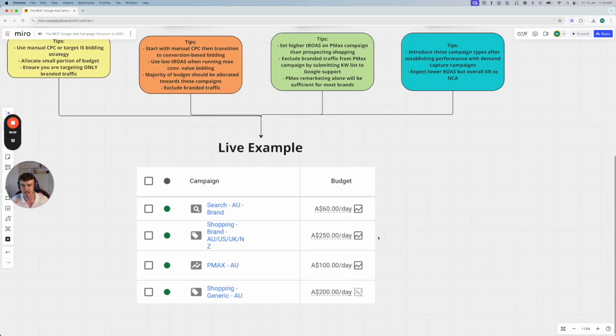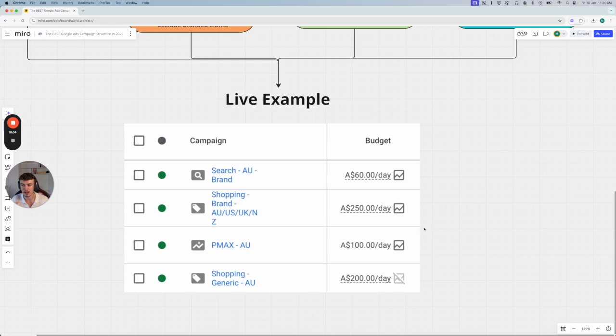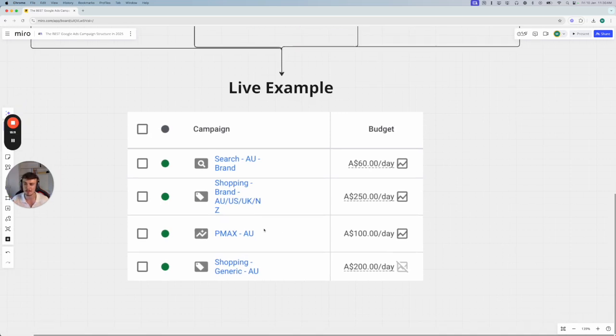So I've used this structure in another account that's running at a reasonably high budget now. It was really, really high over the holidays and it did really well between Black Friday, Cyber Monday, Christmas. But you can see the structure in play here, right? So we have our branded campaigns, branded search, branded shopping. I've just selected our Australian campaigns here to give you a brief overview of the structure, right? So we have our branded search targeting our branded keywords in Australia, our branded shopping targeting branded shopping traffic in Australia and a few other countries as well. High budget on this because we're targeting multiple countries.